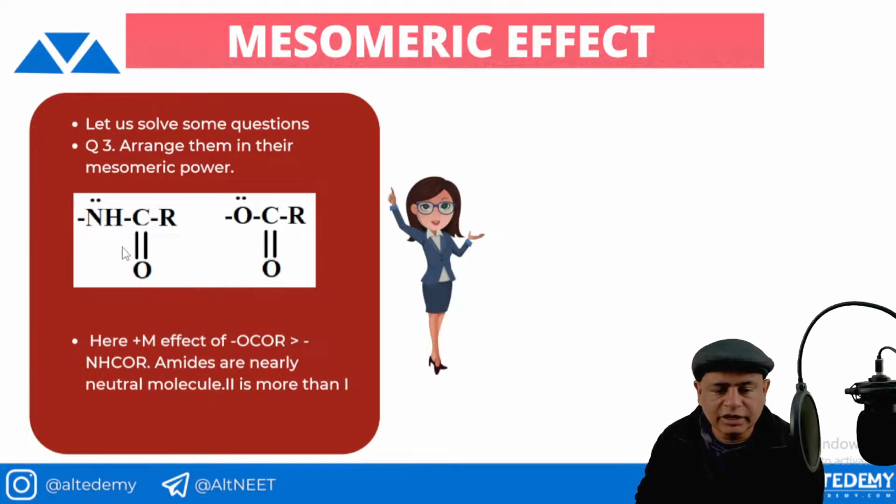You may come across this. Look here. NHCOR, OCOR. Arrange them in the order of their mesomeric power. Here plus M effect of OCOR is greater than NHCOR. So amides are nearly neutral molecules. Amides are nearly neutral molecules. Which is amide? This is amide. So 2 has more plus M effect than 1. Right? Here the CO group will be electron withdrawing. So in that situation, plus M effect of OCOR is greater than NHCOR.